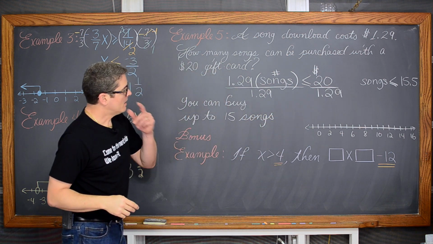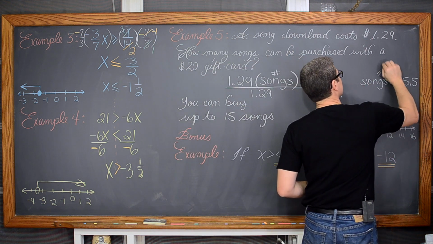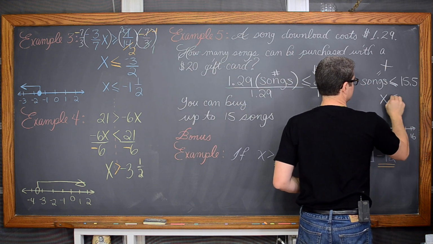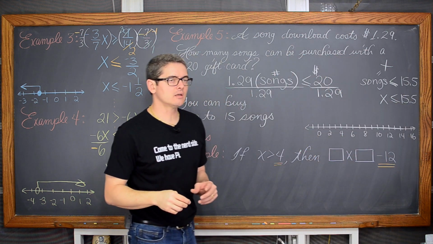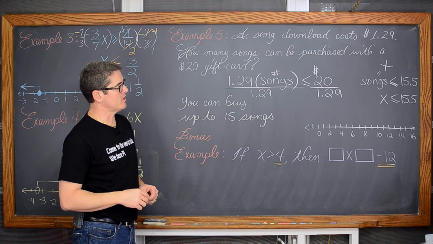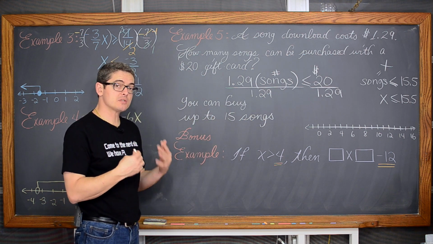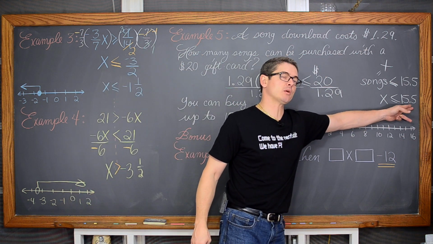Now, my inequality here, let me put x equals songs. That is the sort of pure algebra answer to this problem. But the fact that you are purchasing songs, that would not make any sense. We can't purchase a decimal number of songs.